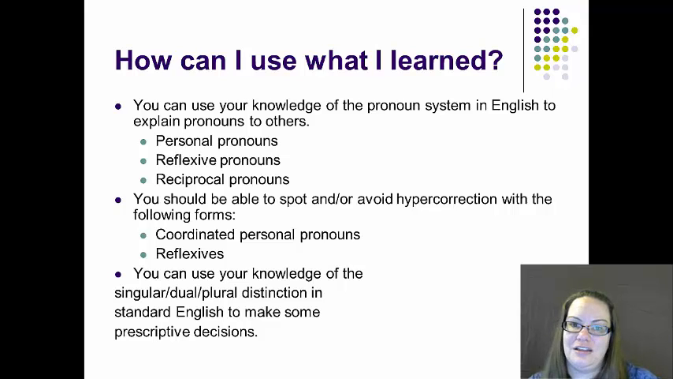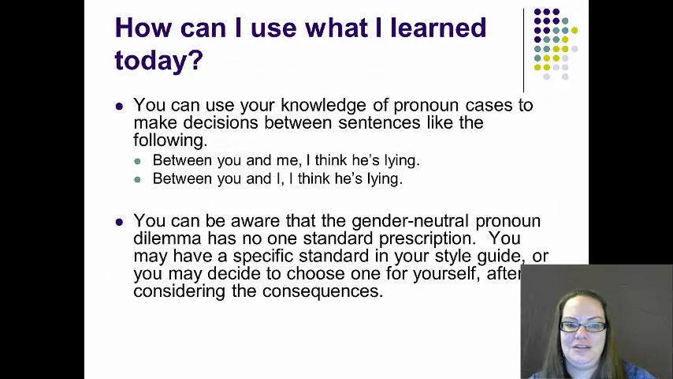And you can use your knowledge of the singular, dual, plural distinction to make some prescriptive decisions about how you're going to use certain words. Okay. You can also use your knowledge of pronoun cases to make decisions in these sentences. So here we have another example of the objective case. So either between you and me, I think he's lying, or between you and I think he's lying. Again, in both cases, it's supposed to be the object of a preposition, the preposition between, and so it should be the objective case and not the subjective case of I.